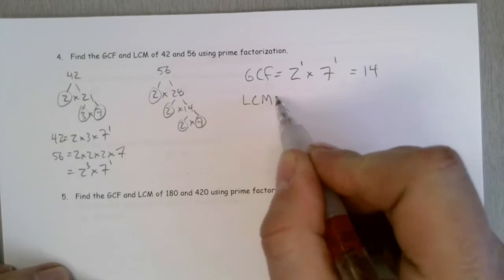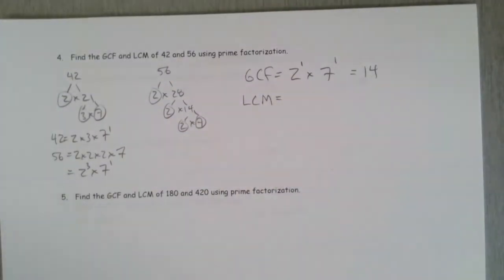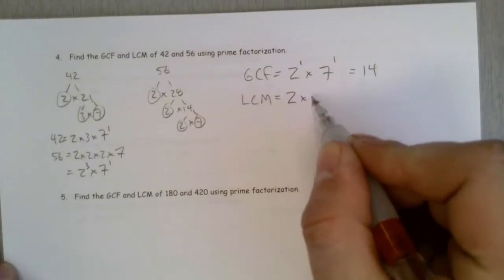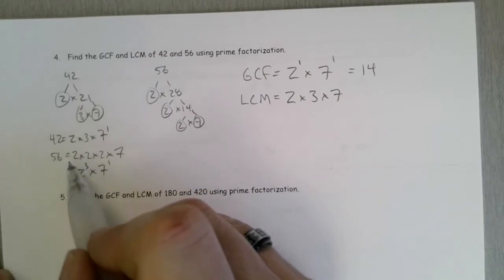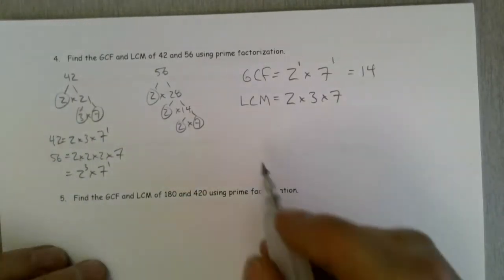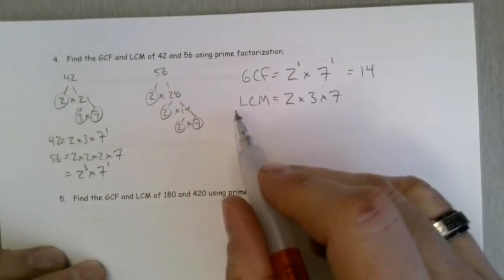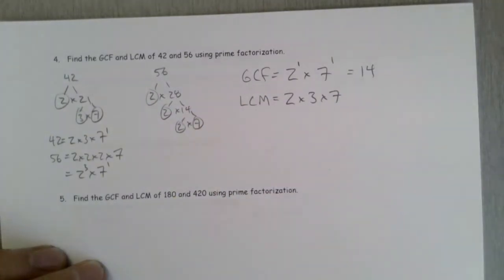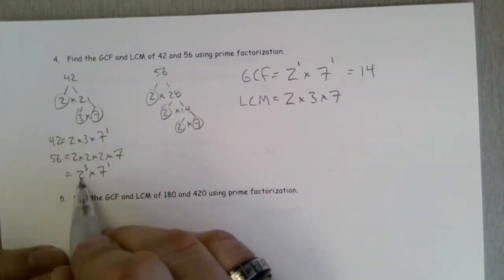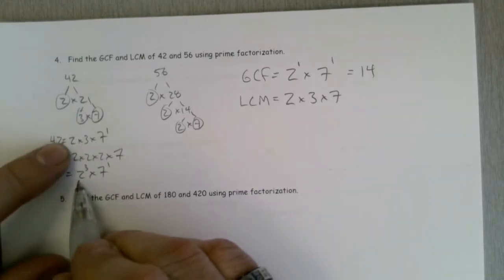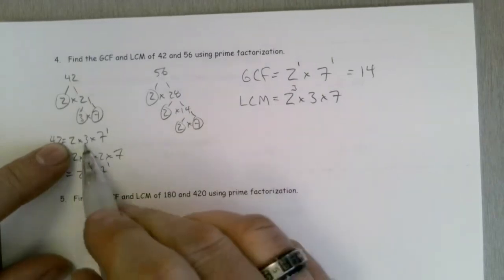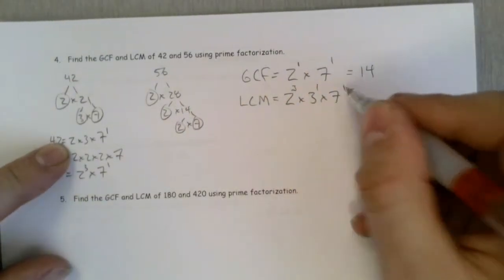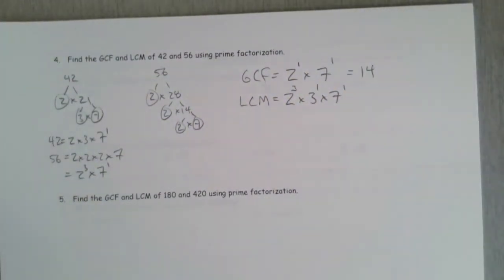Now, my least common multiple uses all unique factors. So I've got a 2, I've got a 3, and I've got a 7. I don't care if it's common. I'm just looking for the unique factors. And because I'm looking for the lowest common multiple, I'm going to use the largest exponent that I see. So between the two different 2's here, there's 2 to the 1 and 2 cubed, I'm going to use cubed. Well, there is only a 3 to the 1 and there is only a 7 to the 1.